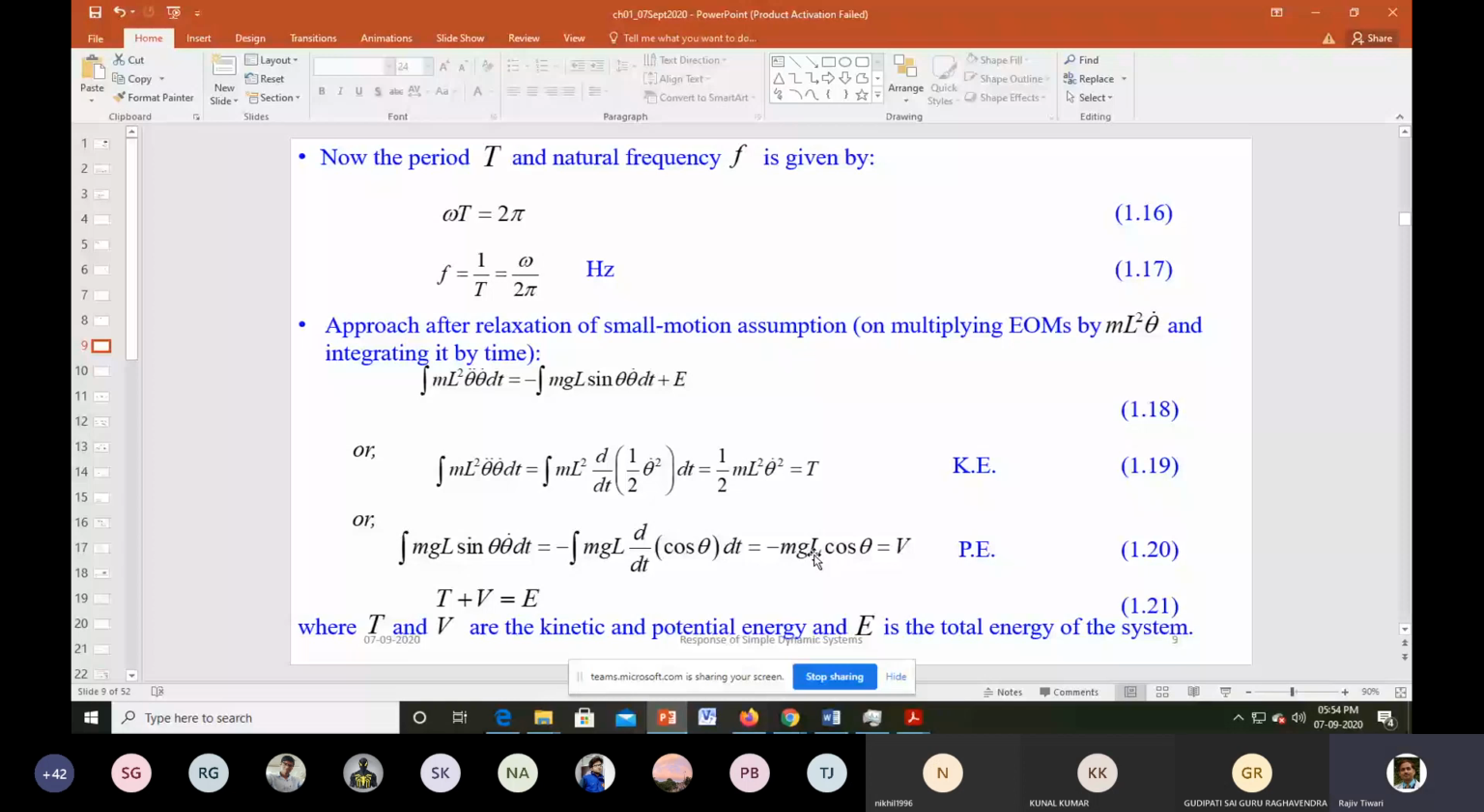So you can see the first term is the kinetic energy, another is the potential energy. So kinetic plus potential is equal to the total energy. You can see that E is a constant, so total energy is conserved: kinetic energy plus potential energy.